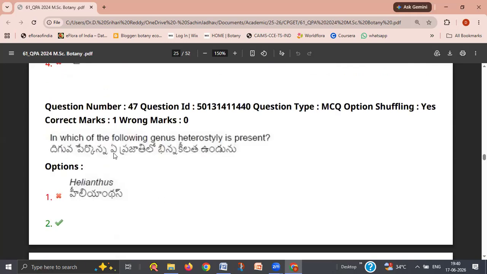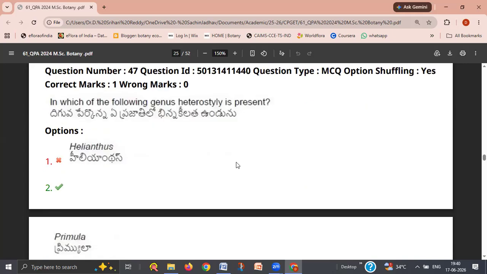Next, in which of the following genera is heterostyly present? Heterostyly means the style on the ovary is of two or 3 different lengths. Distyly means the style is in 2 different lengths, and tristyly is the other condition. In heterostyly, we see the distylic condition and the tristylic condition based on the length of the style.